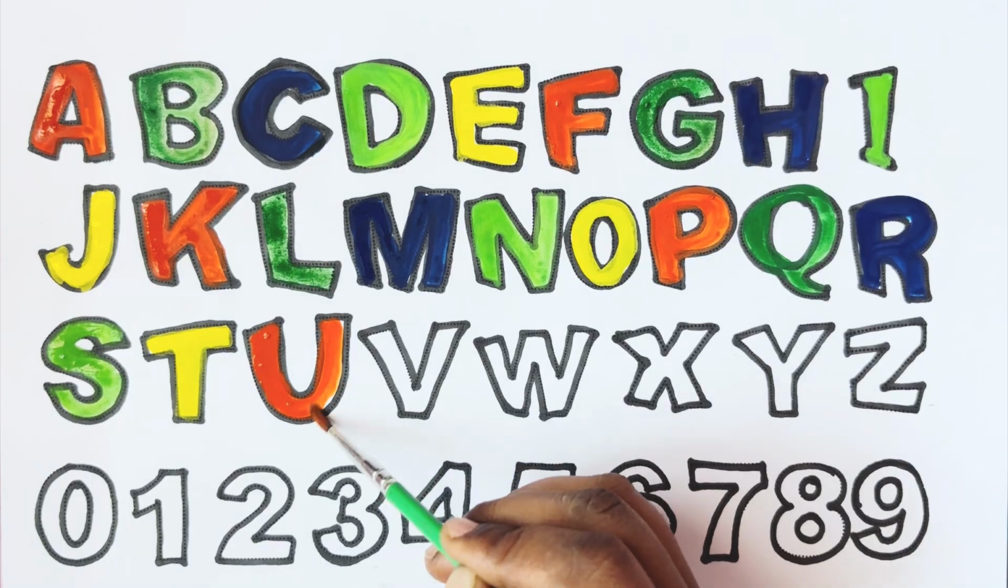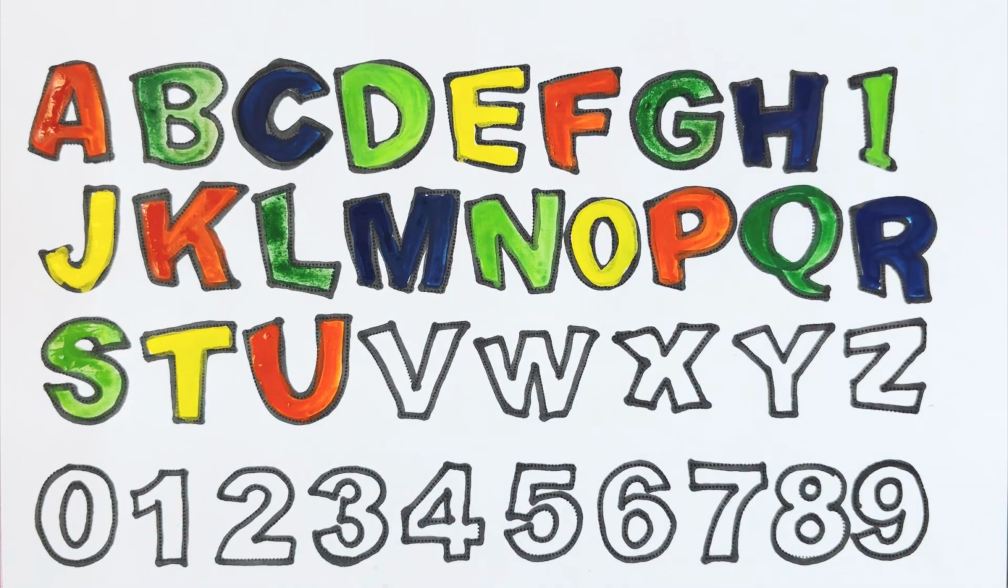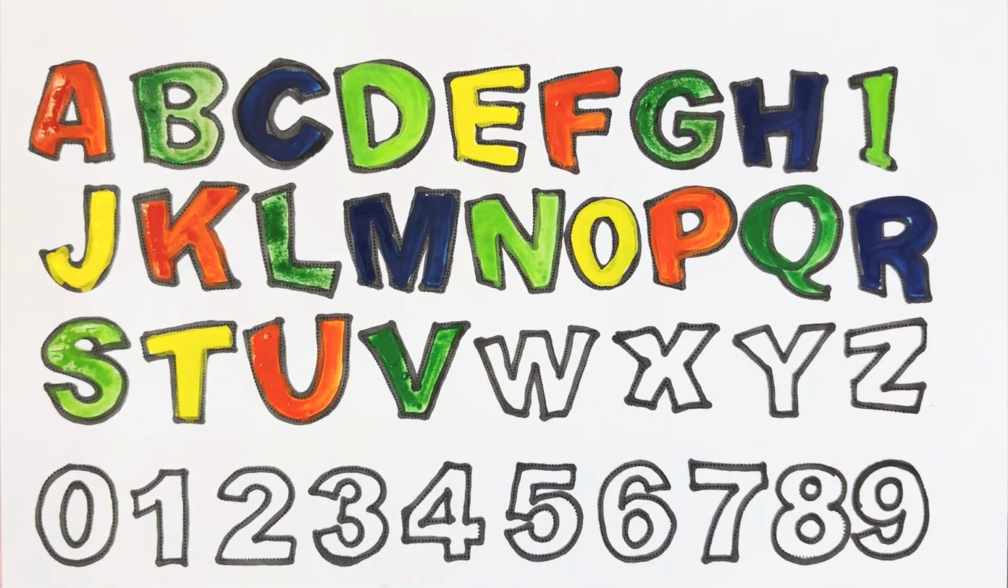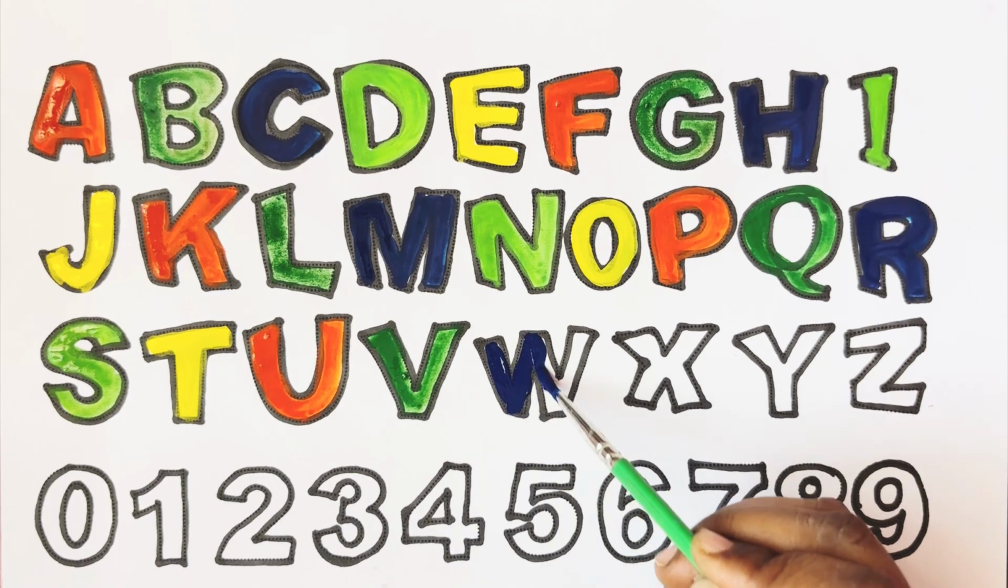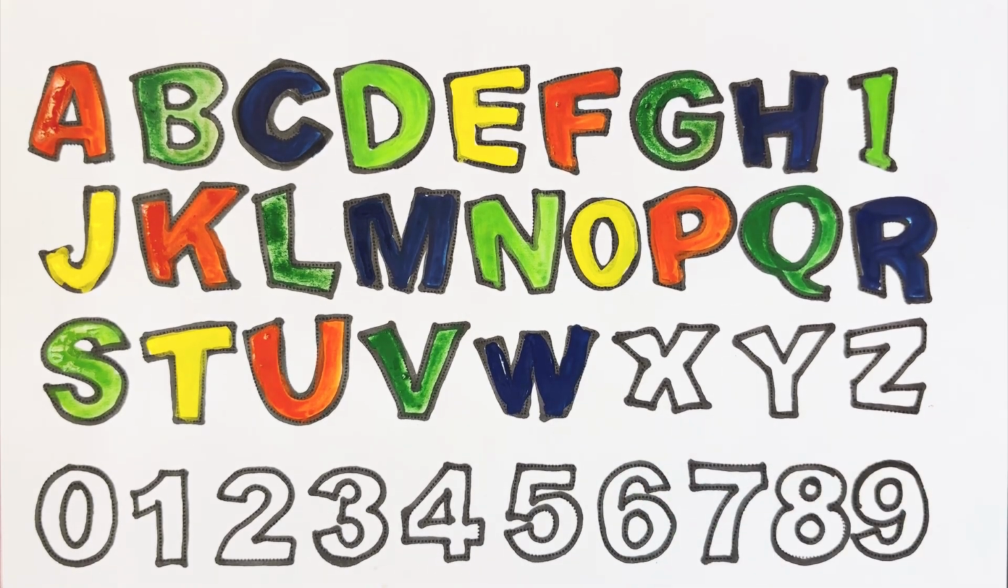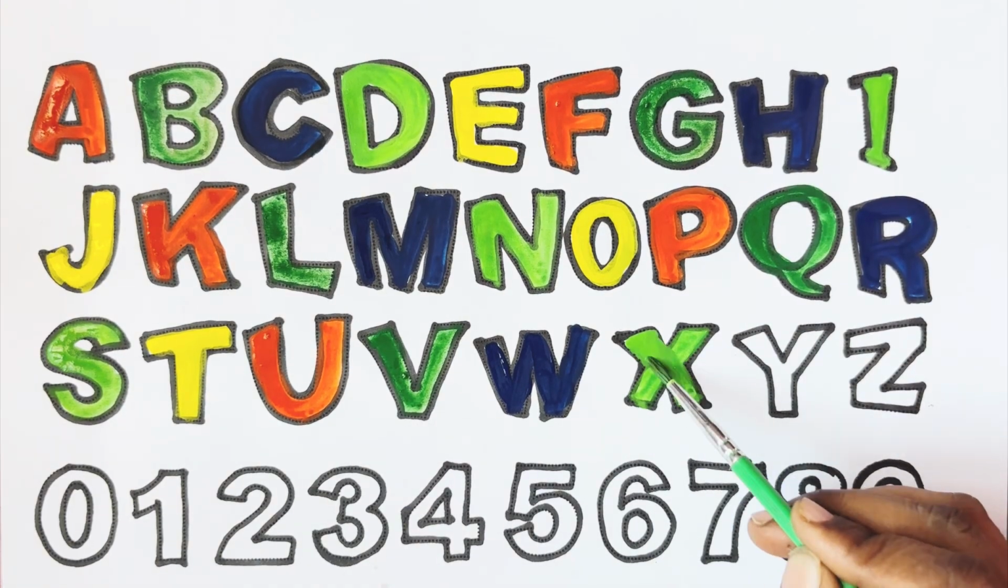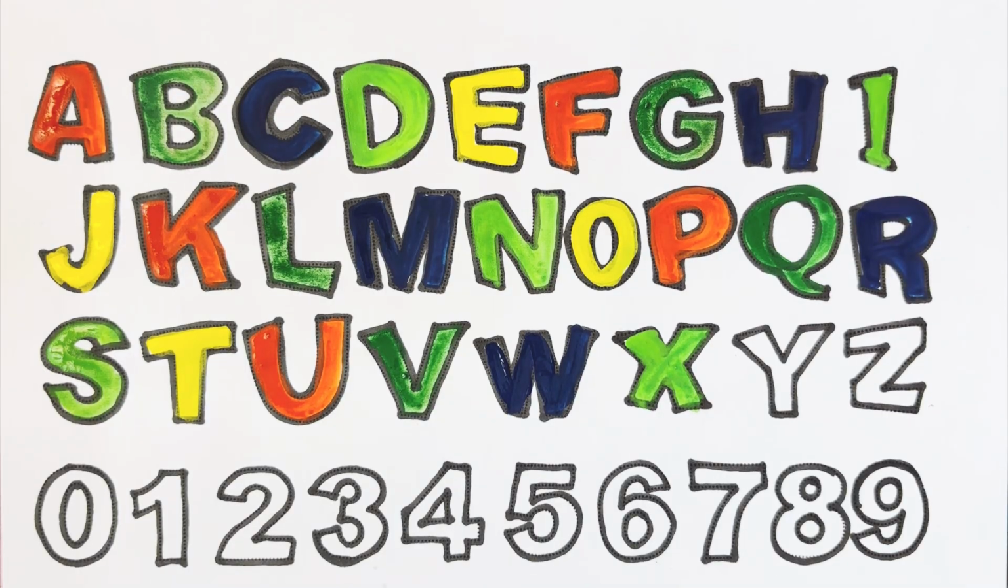U. U for unicorn. V. V for violin. W. W for watch. X. X for xylophone. Y. Y for yak. Z. Z for zebra.